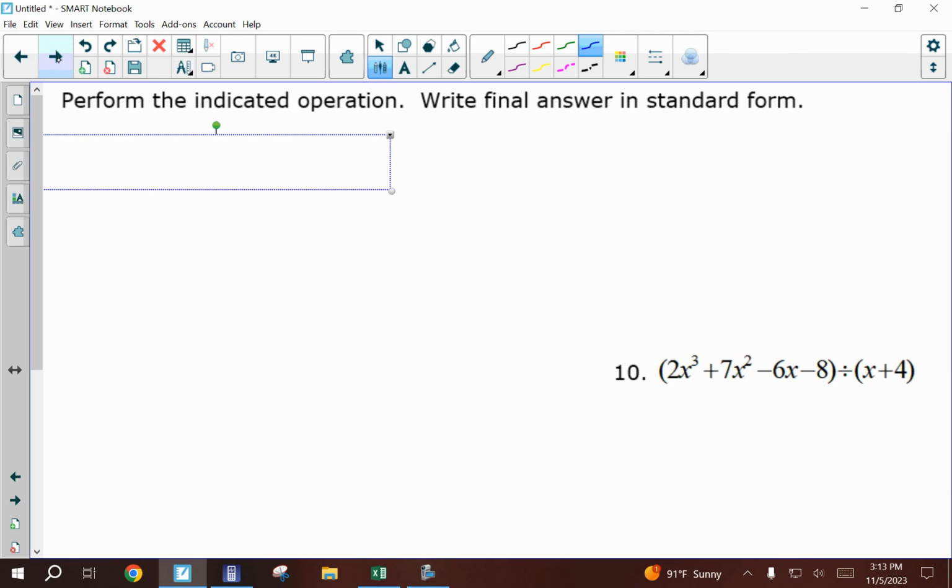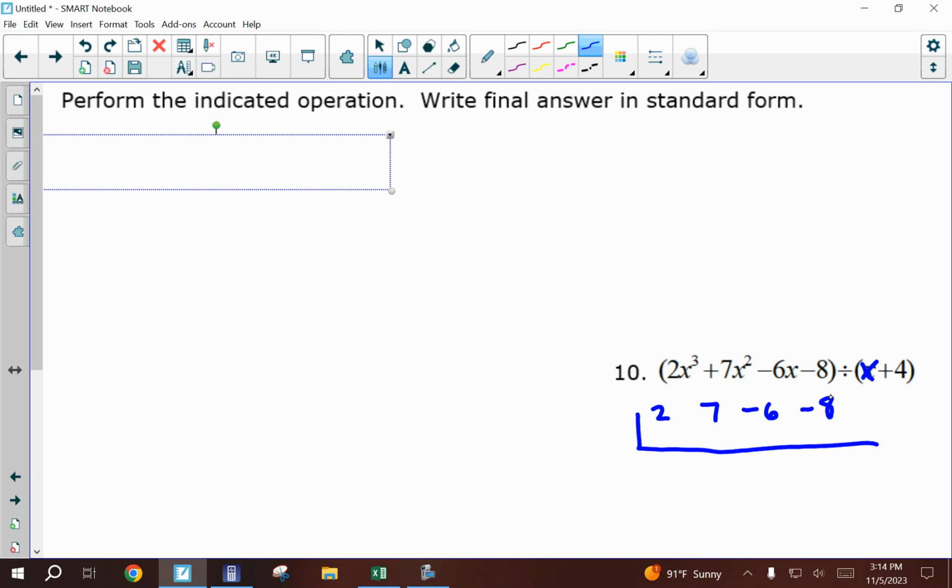Okay, next is a division problem. Now notice this x right here is kind of plain, kind of generic. Doesn't have exponents, doesn't have a number in front. So that means that we can actually use synthetic division. So synthetic division is the shortcut. That means that we don't need any of the letters. So I'm going to put 2, 7, minus 6, and minus 8.